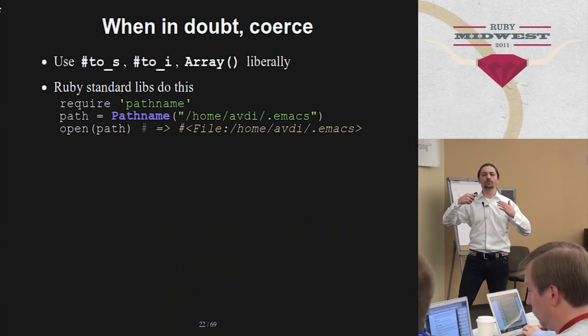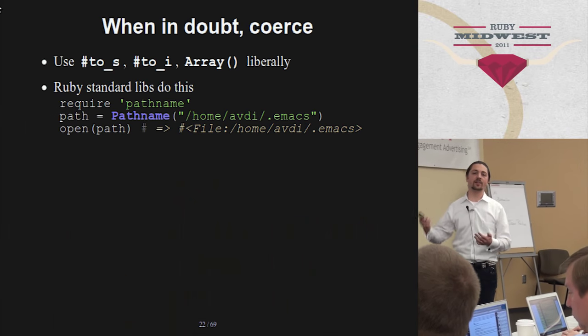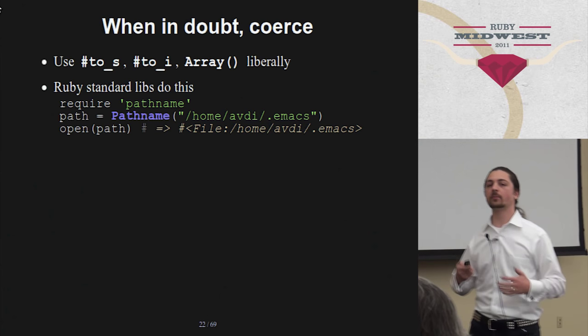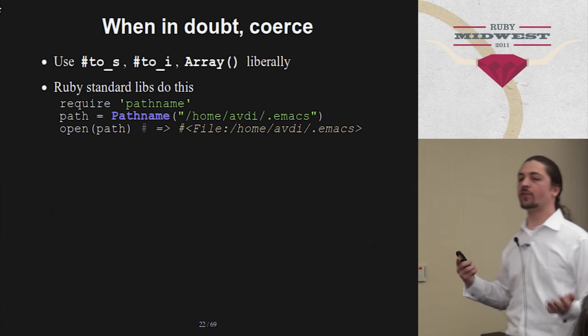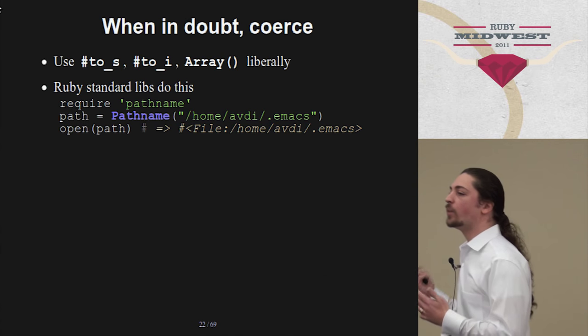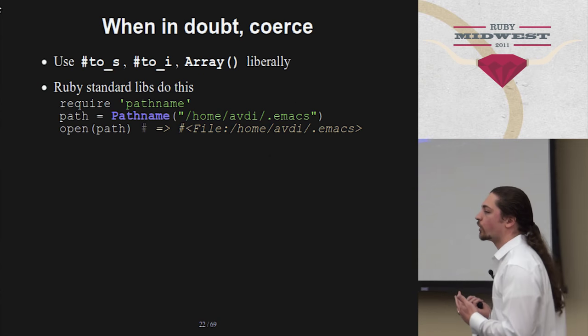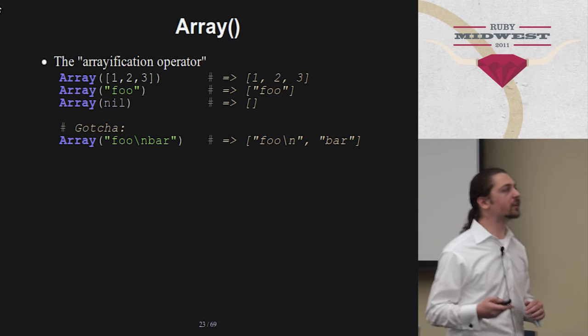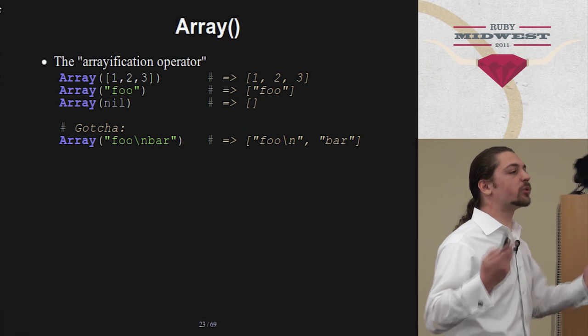you have things like the open method. I can create a pathname object, which is not a string. It's a special object for holding path names. But I can pass it to open, and it opens the file. It just works because open calls to_s on its argument before trying to open it as a file. So I recommend using these liberally in your code.